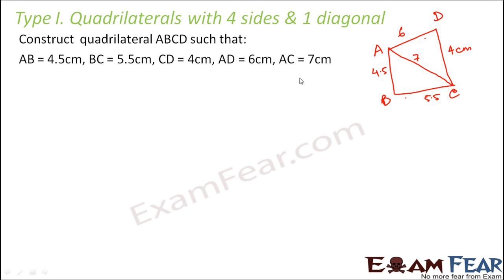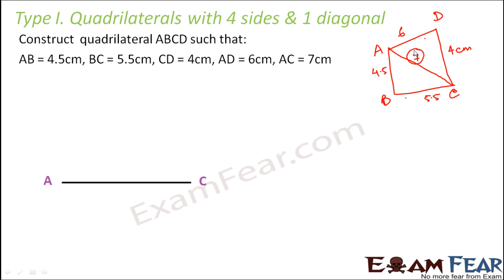So what we do? Now to keep things simple and systematic, whenever you are given all the four sides of the quadrilateral and also one diagonal, the best possible way to draw this is to draw the diagonal first. So you draw the diagonal first as a straight line with length 7 centimeters because we know the length of the diagonal is 7 centimeters.